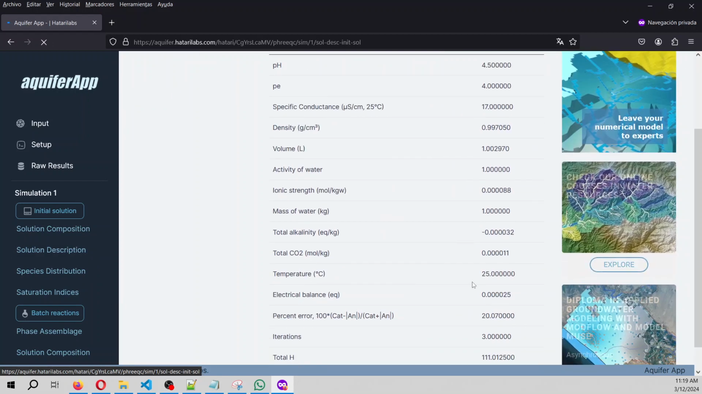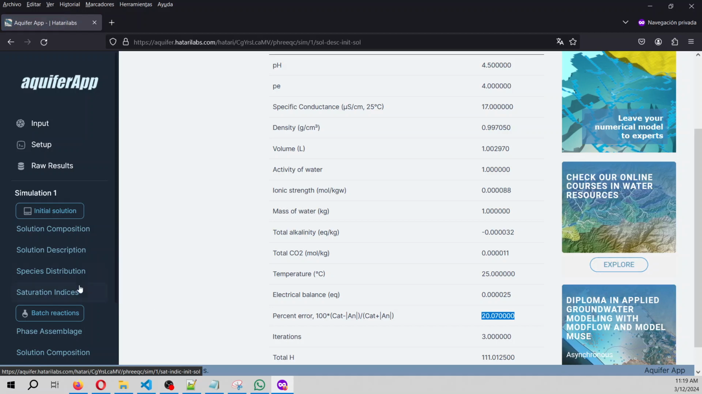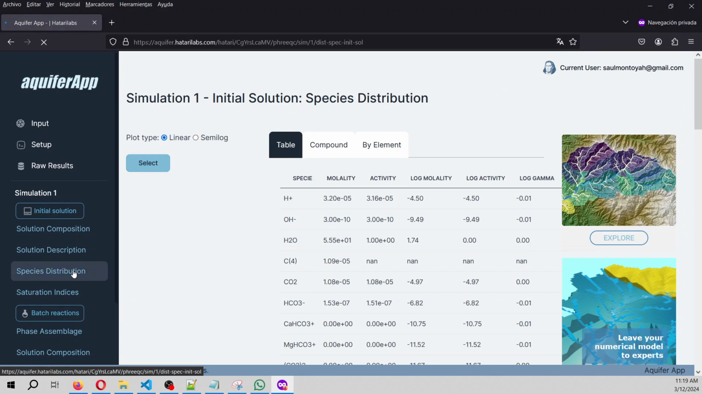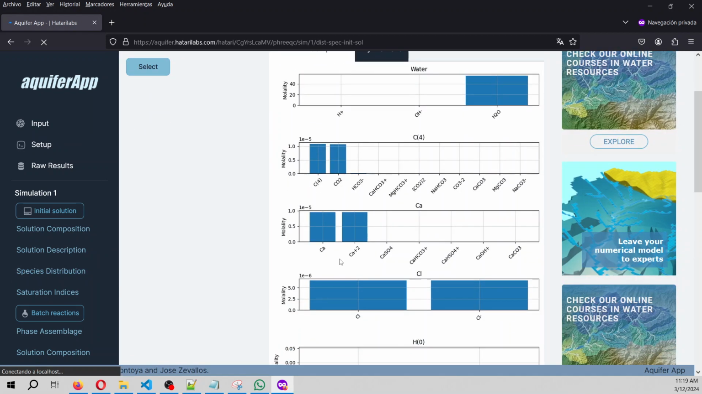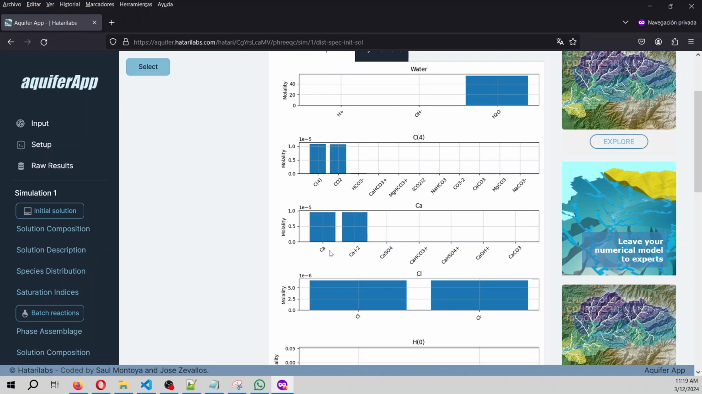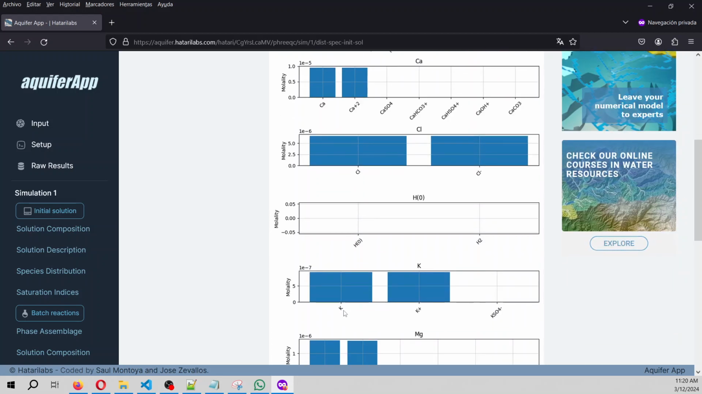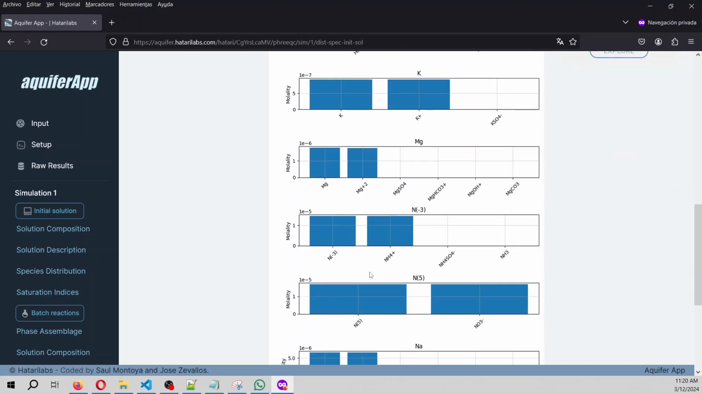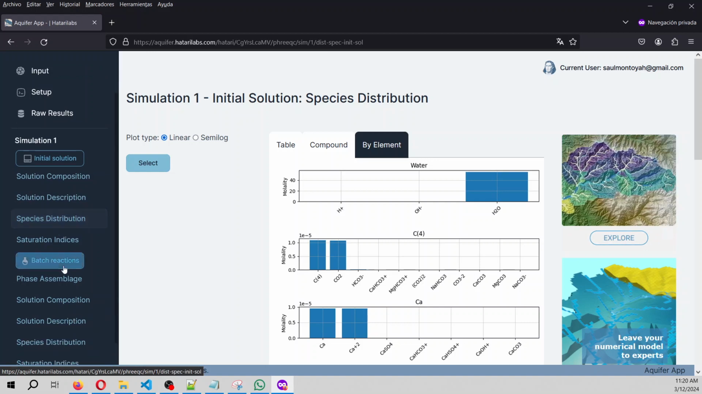The pH is 4.5, the electrical balance percent error is 20%, and in the species distribution we see that all the carbon is as dissolved CO2, all the calcium is as calcium ion, all the chloride as chloride ion, all the potassium is potassium ion. It's pretty simple, the chemistry of the rainwater. But let's see what happens with the reactions.